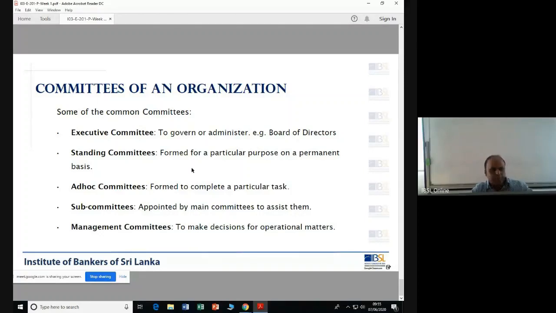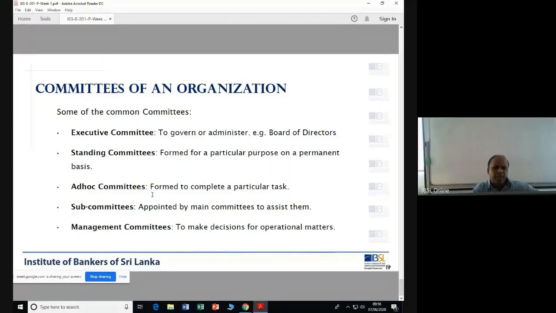And when you look at standing committees, for example, we can say HR steering committee, where they will look at the HR aspects of the organization. So there will be a committee formed with the inclusion of several directors to discuss the HR aspects of the organization.